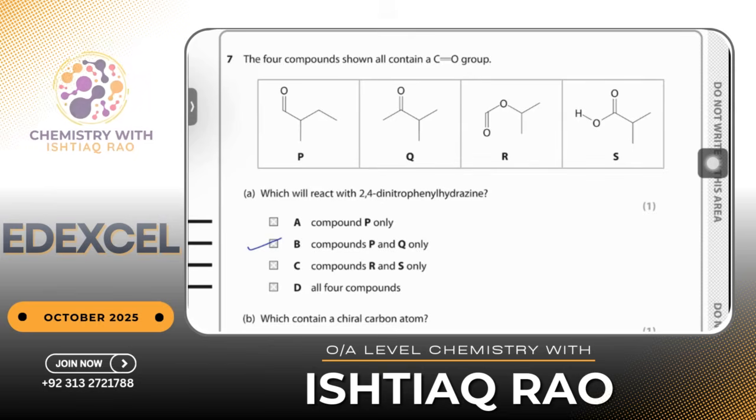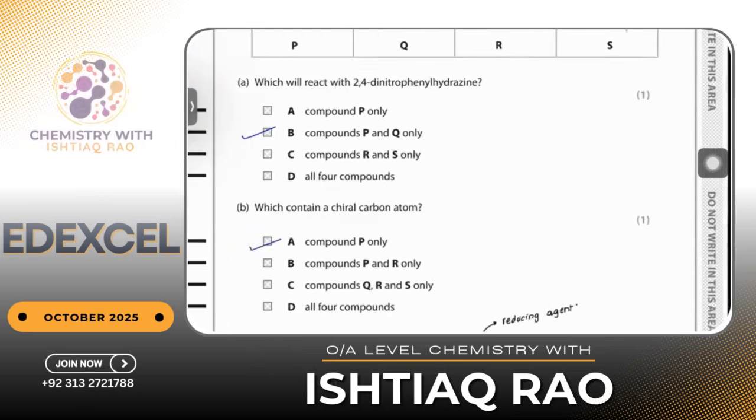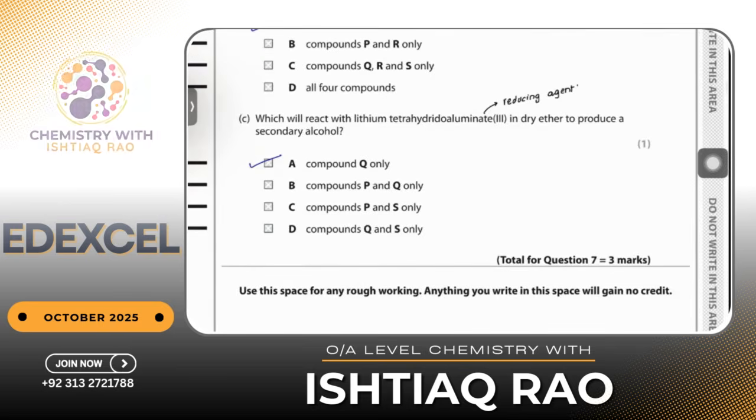So where is a ketone? Of course, Q is a ketone. So when you will be reducing it, it would be giving you a secondary alcohol, isn't it?